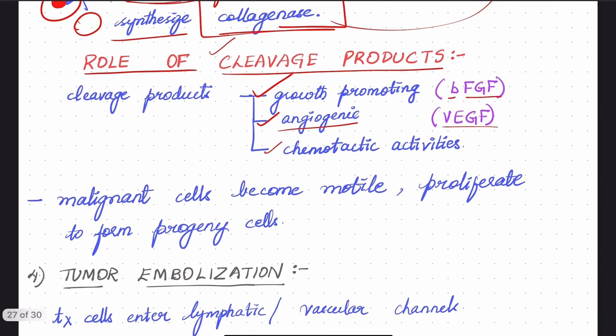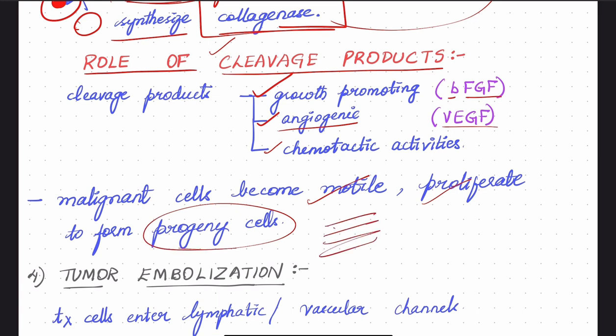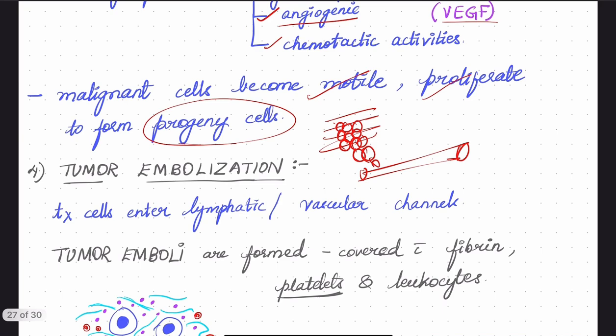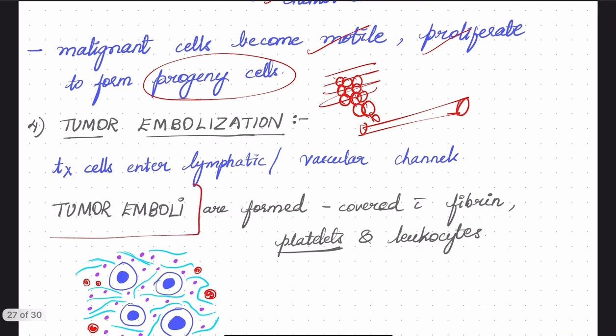These malignant cells become more motile after invading and breaking down this ECM. They become more motile and proliferate to become progeny of cells within the ECM. They become motile, proliferate, and reach the blood vessel or the lymphatic channel. The tumor cells enter the lymphatic and the vascular channels, where they form a tumor emboli. The progeny of cells form an emboli. Emboli means a clump of cells.